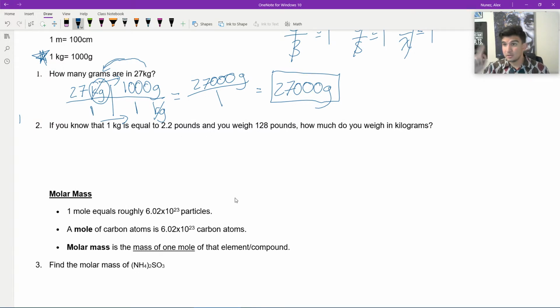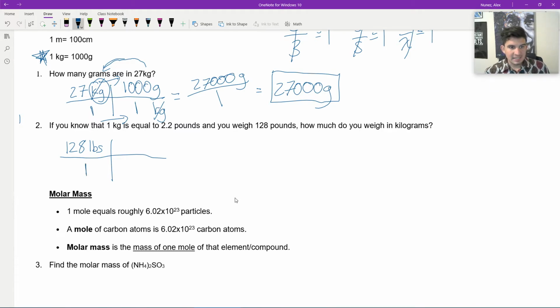Well, that's fine if you're just going to do a simple one-step conversion. But if I were to give you a problem that was a little bit more tricky, such as 1 kilogram is equal to 2.2 pounds and you weigh 128 pounds, and you wanted to know your weight or your mass in kilograms, well, we're going to put what we start with on the left side, and we start with 128 pounds. There's no units or numbers in our denominator.